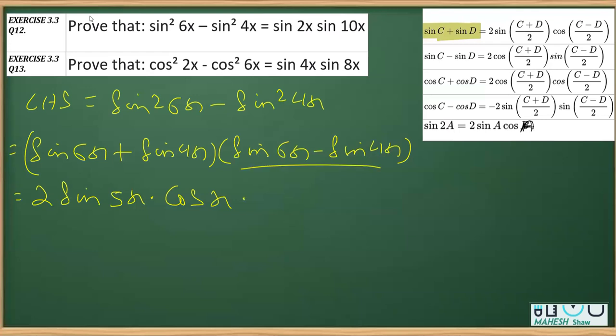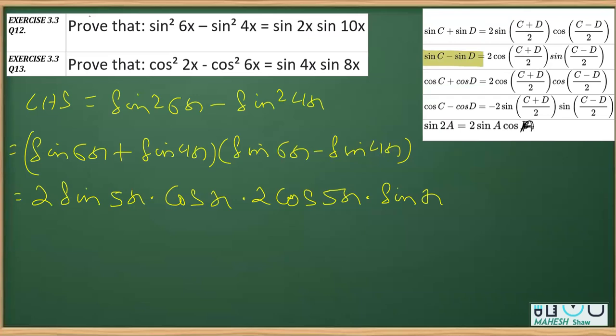Now for this part, we are going to apply sin C minus sin D. That is 2 cos C plus D by 2. That is 6x plus 4x, 10x by 2, which is 5x, multiplied by sin C minus D by 2. So 6x minus 4x is 2x, and 2x by 2 is x.